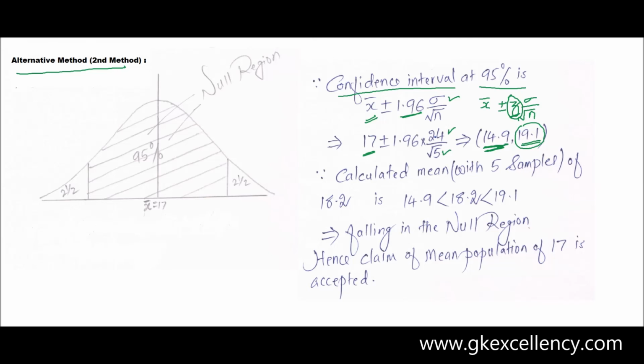Now the sample mean you calculated in the first method is 18.2, which falls between 14.9 and 19.1. Hence it is falling in the null region, and the claim that the population mean is 17 can be accepted. This is my answer.